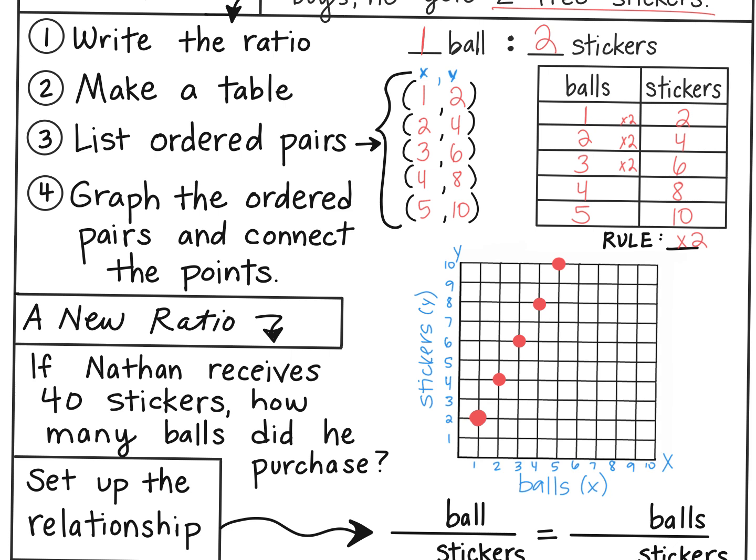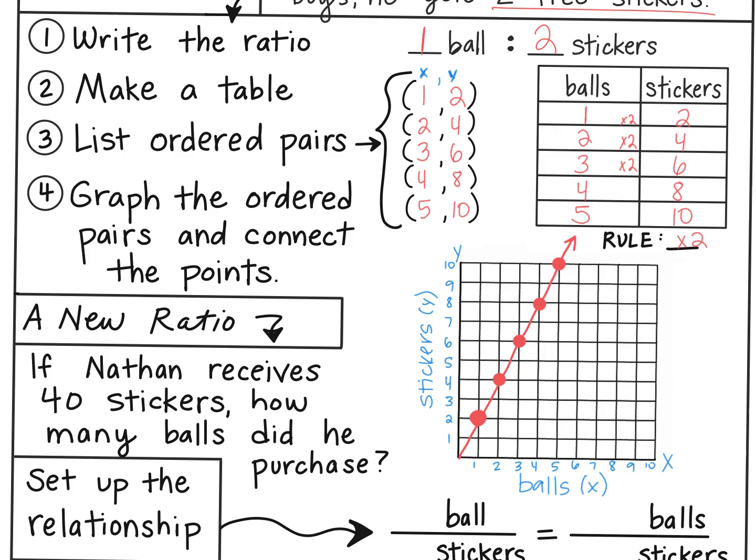What I'm going to do next is connect these points together. I'm going to start at 0 down here, because if I purchase 0 balls, then I'm going to have 0 stickers, right? So that would be 0, 0. I'm going to connect all of my points with an arrow at the end. That arrow at the end means that this pattern would continue depending on how many purchases I make. The more I buy, the more stickers I get.